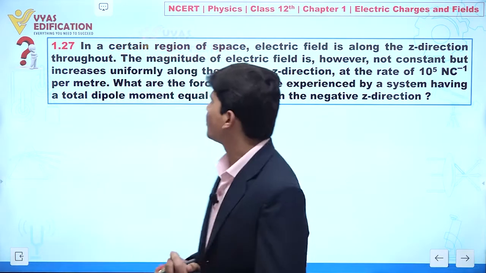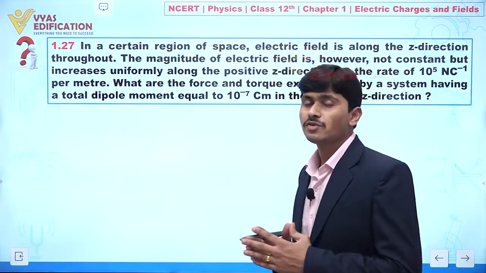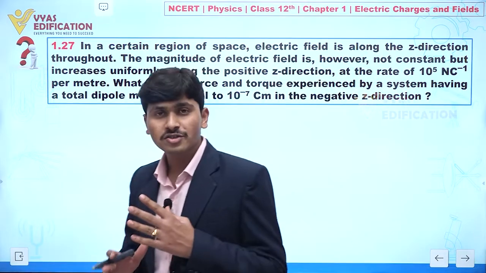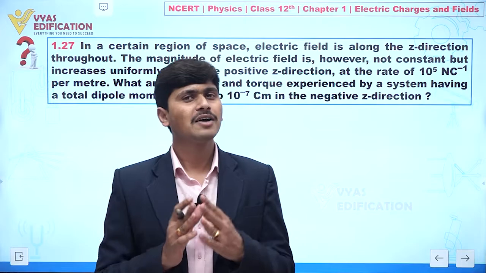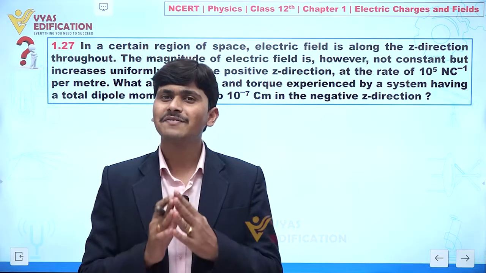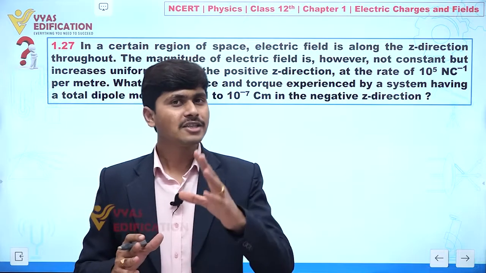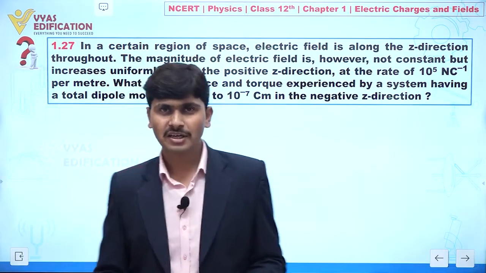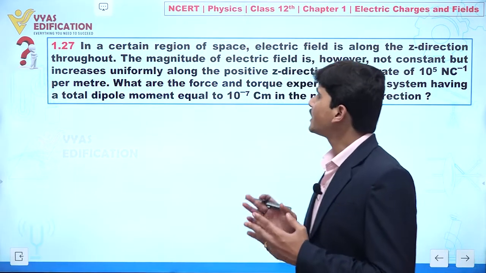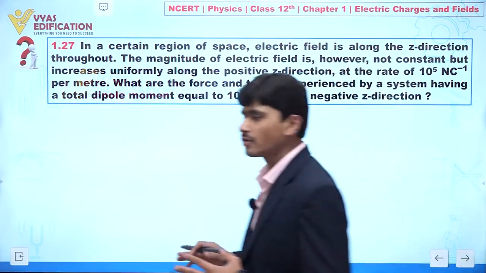Now we are going to solve question number 1.27. My dear student, this is a very important question, because till now whatever questions we have solved had an electric field that is constant, not varying with space. But in this question the electric field is actually varying in the z direction. So now concentrate. In a certain region of space, the electric field lines are along the z direction throughout.